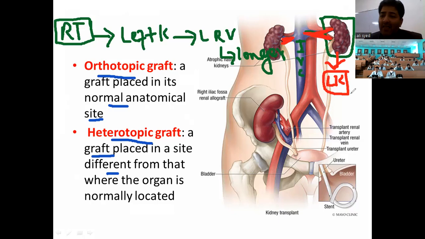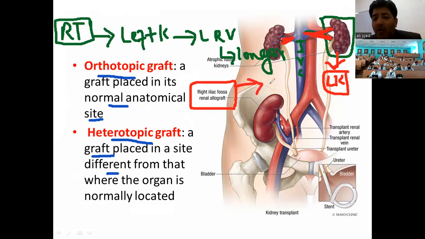Second point: after taking the kidney, I transplant the kidney in the iliac fossa. This is your iliac fossa, and this is the most common site where you transplant the kidney. When you place the kidney in the iliac fossa, it is no longer in the renal fossa. So the anatomical position of the kidney has changed, and now I will call it a heterotopic graft. And when I place it here, I have to perform three anastomoses.